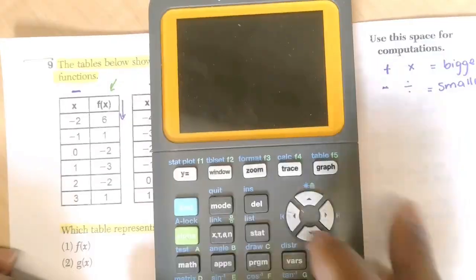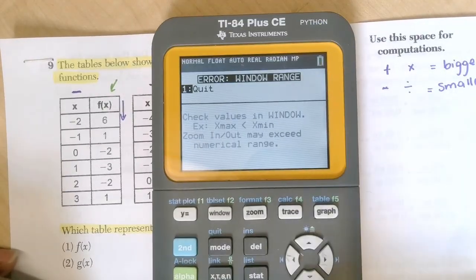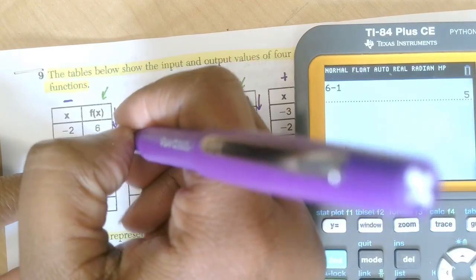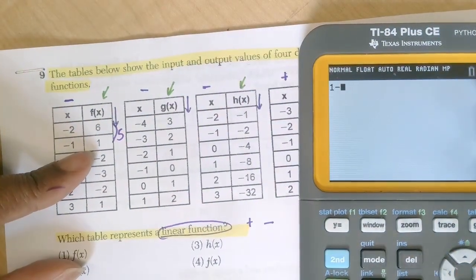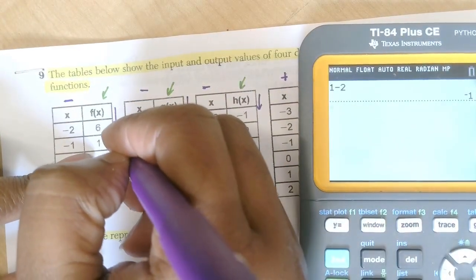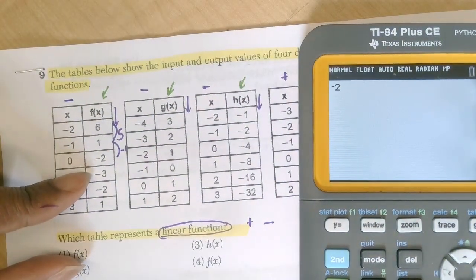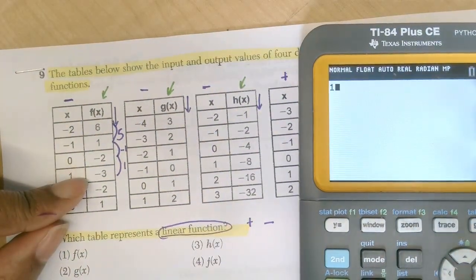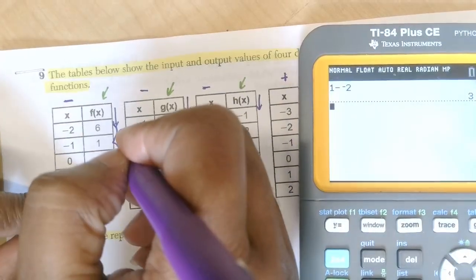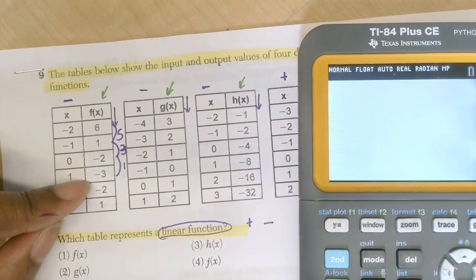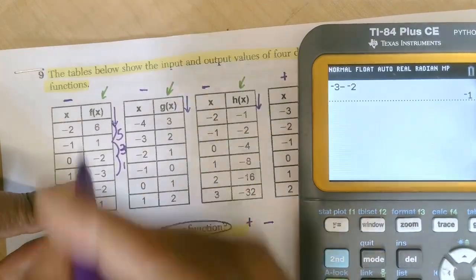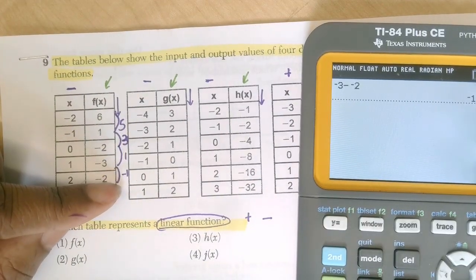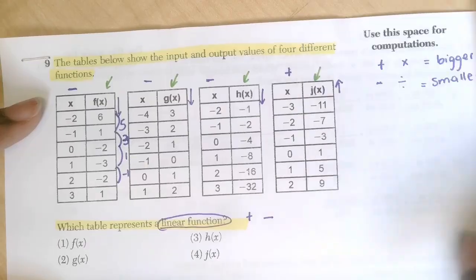Okay, let's do some calculation now. So on your calculator that you will be given, you're going to say 6 minus 1, the difference is 5. 1 minus 2, the difference is negative 1. Negative 2 minus negative 3 is 1. 1 minus negative 2 is 3, right? Then negative 3 minus negative 2 is 1. What we notice here is that we don't have a consistent number. So we don't have a constant number, so we know this couldn't work.